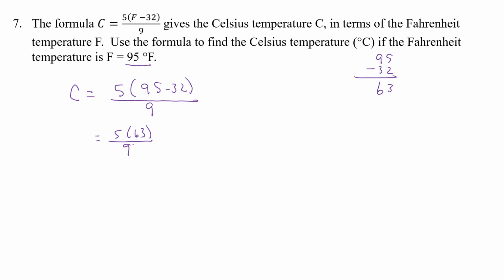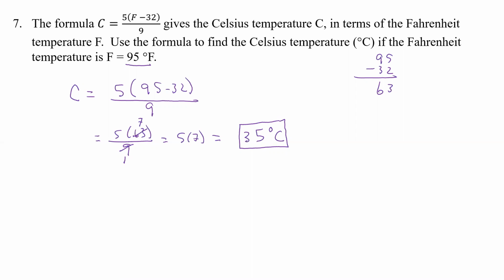If I take 9 divided by 9, that's 1. 9 goes into 63 how many times? Well, that goes in 7 times. So I've just reduced this fraction, or this problem, into 5 times 7. That's now what this problem is equal to. And now 5 times 7 we know is 35, and it's in degrees Celsius. Okay, and so that is our temperature we're looking for as far as what 95 degrees Fahrenheit is equal to.